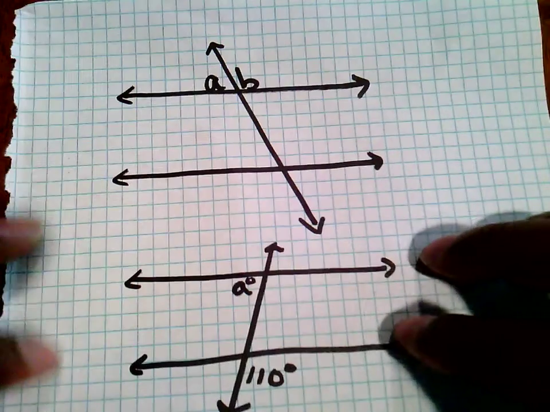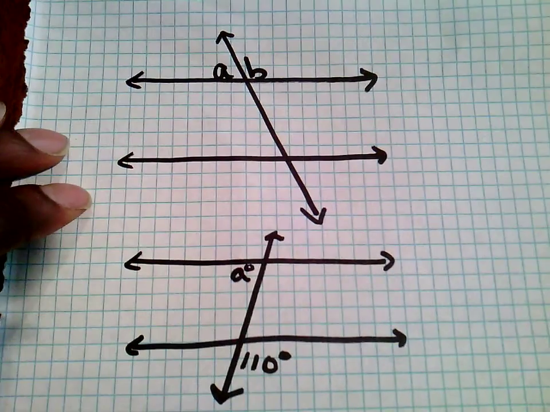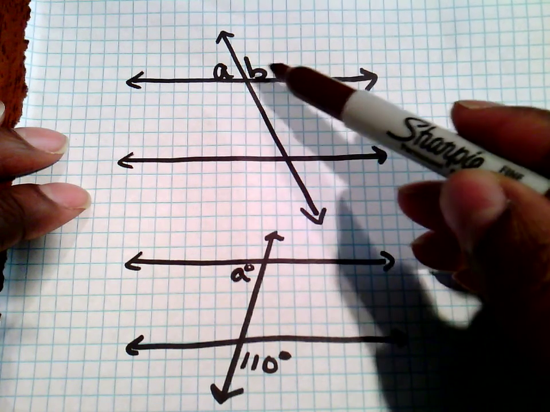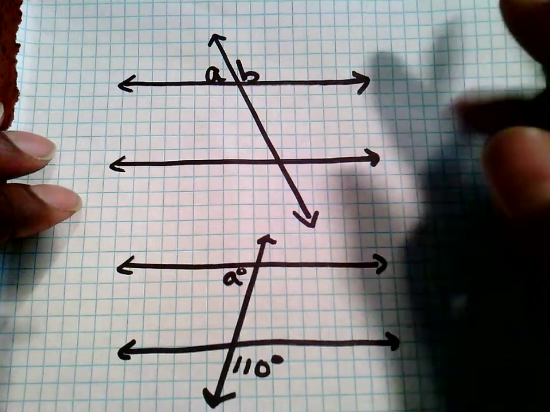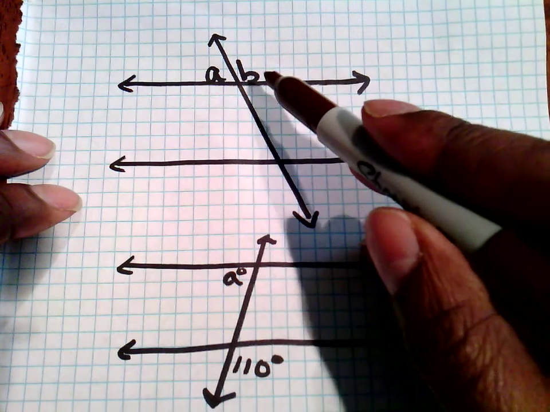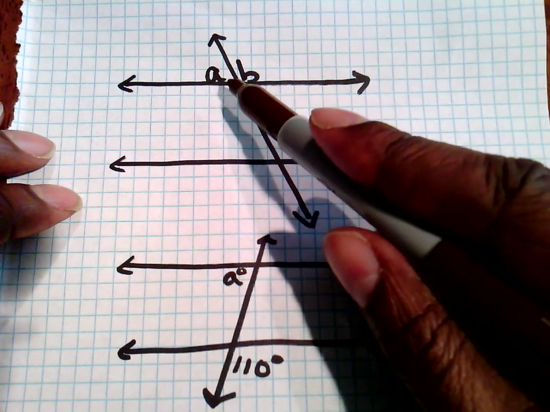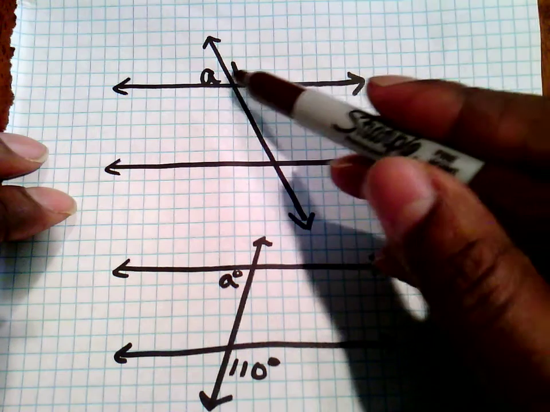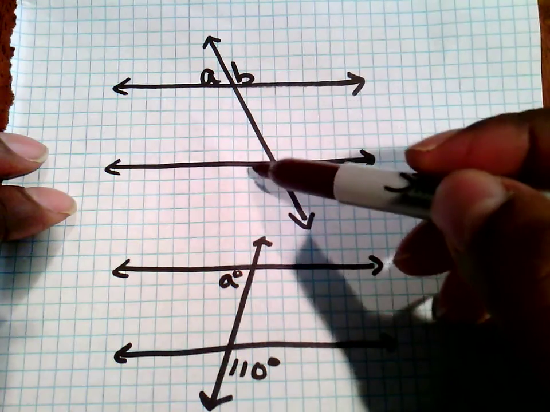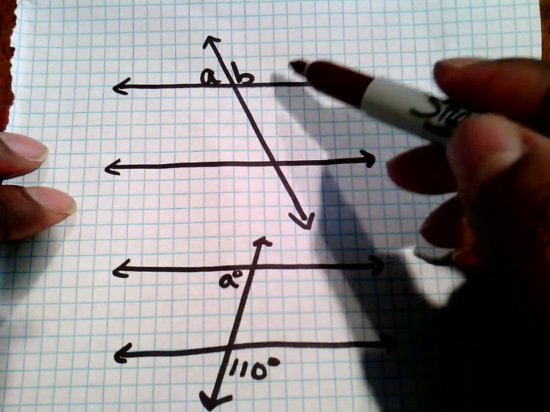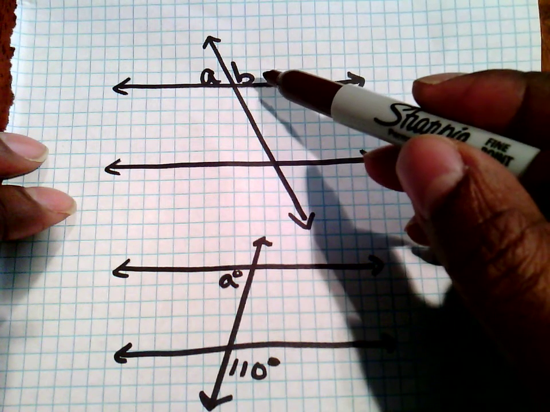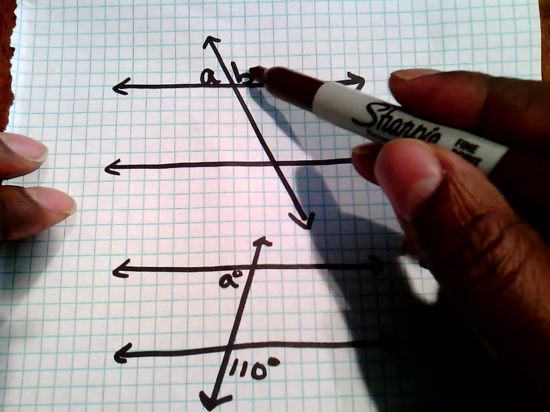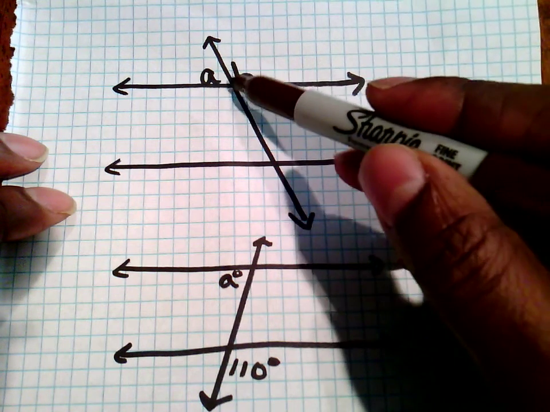In our first problem here, we have A here and B here. But neither one of these satisfies the corresponding angle relationship, because they are not in the same position in different intersections. We see that these are also not vertical angles because they definitely do not sit across from each other. They're actually sitting side by side, sharing a side.